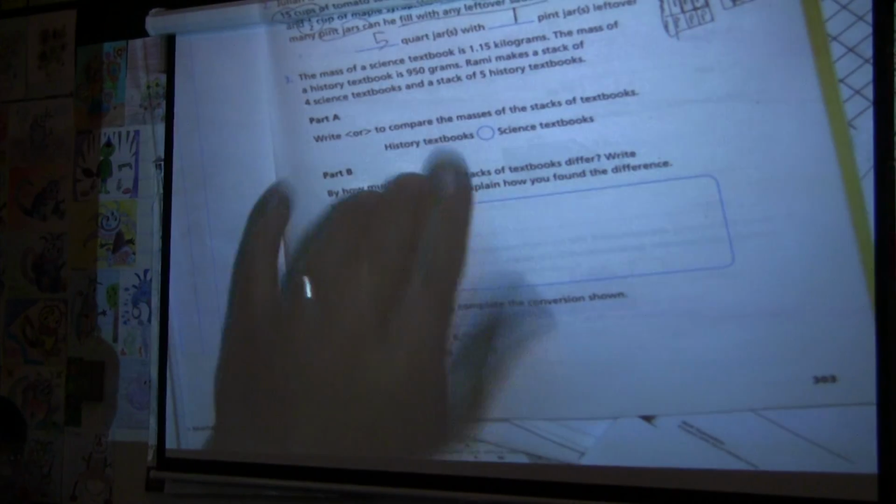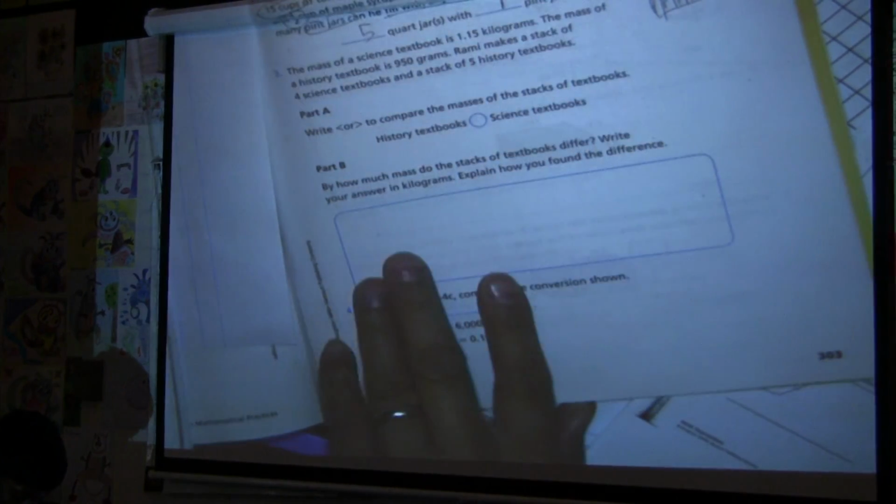All right, so we're done with that. Moving on. Number 6 and number 7.